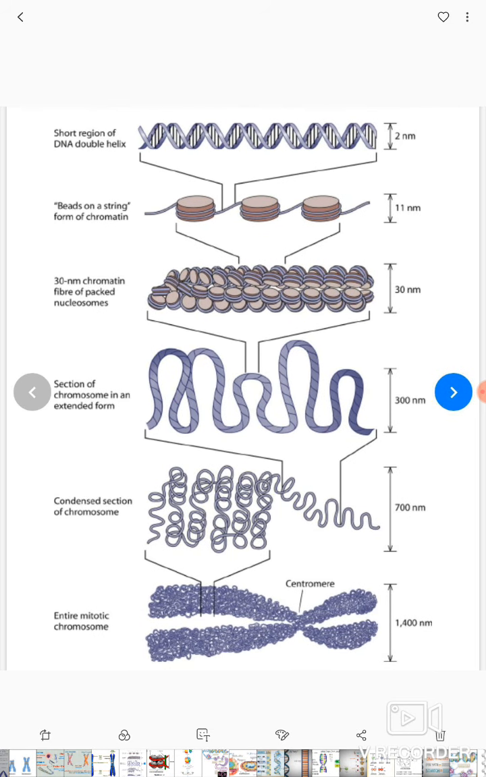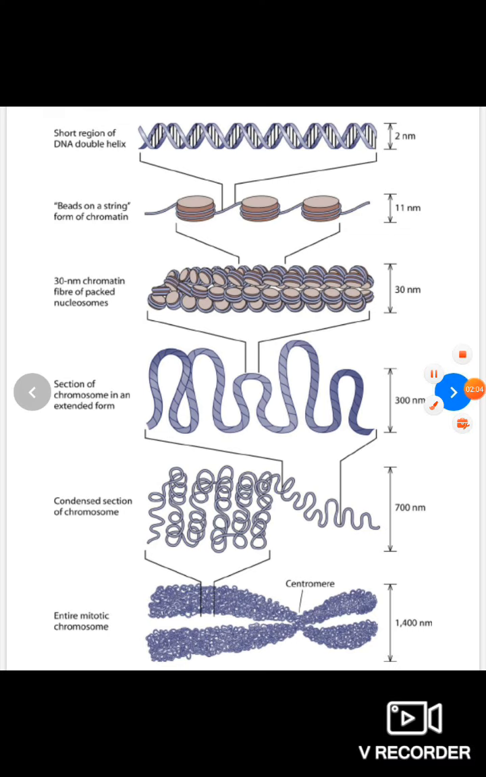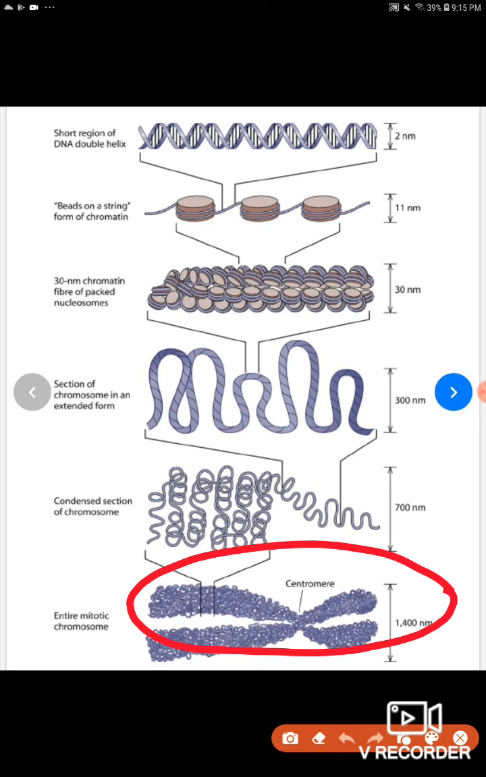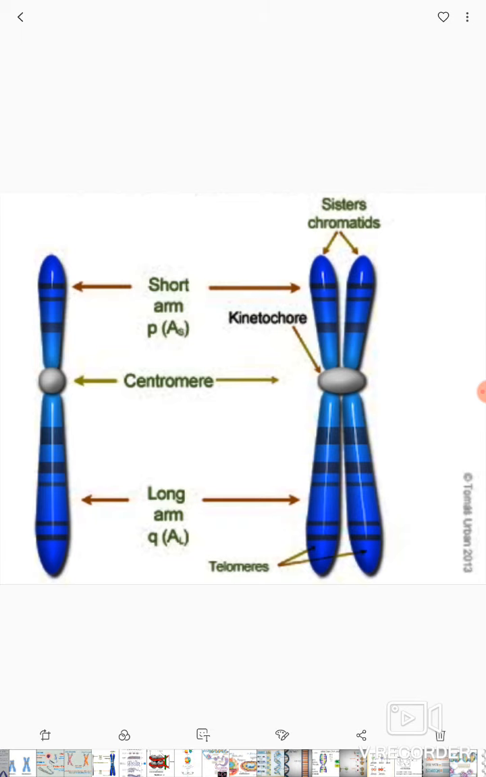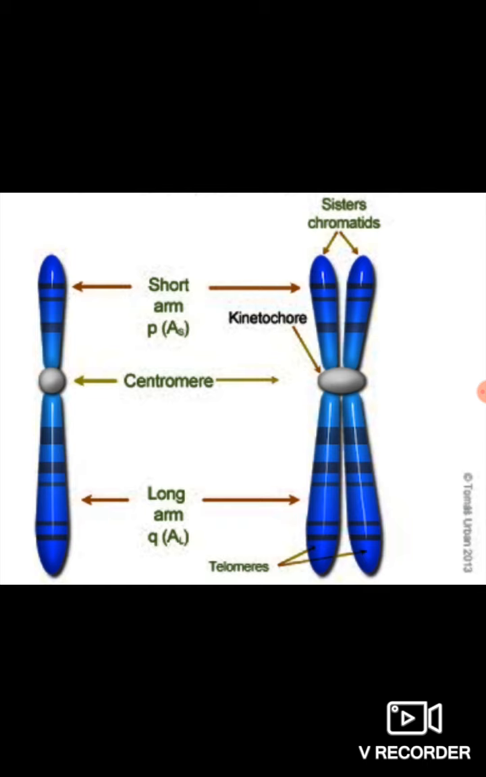Here you can see the nucleosome. Again it is folded and condensed, forming a supercoiled structure, which is now 700 nanometers, and again it is condensed and forms our main structure, which is called the chromosome. So this is all about the packaging of DNA and the forming of the chromosome.